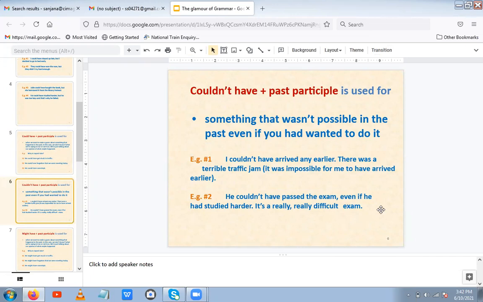Yes, Rishikesh, read. Yes, ma'am. Couldn't have plus past participle is used for something that wasn't possible in the past, even if you had wanted to do it. I couldn't have arrived any earlier. There was a traffic jam. It was impossible for me to have arrived earlier. He couldn't have passed the exam even if he had studied harder. It's a really difficult exam. So couldn't have means something that was not possible in the past. It was not possible at all, even if you had wanted to do so.